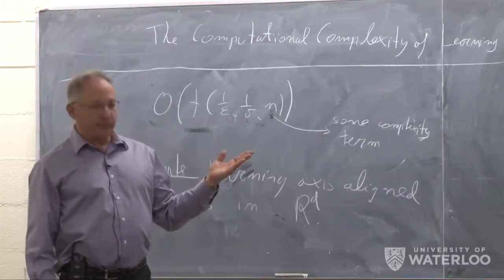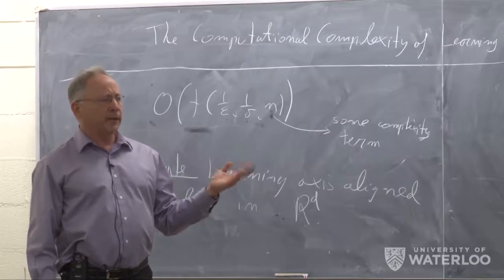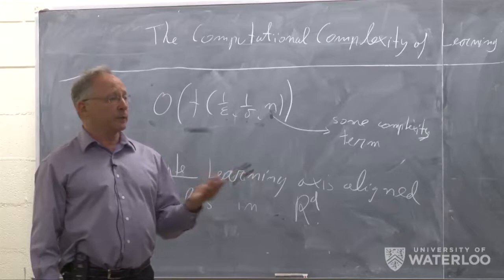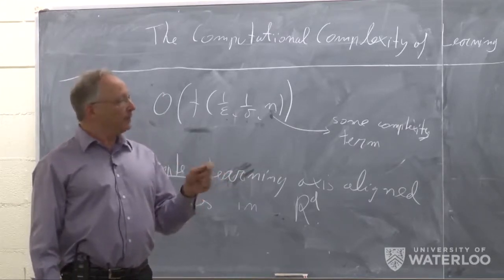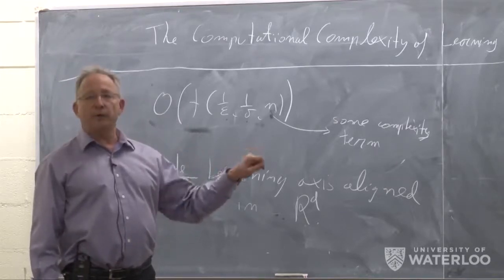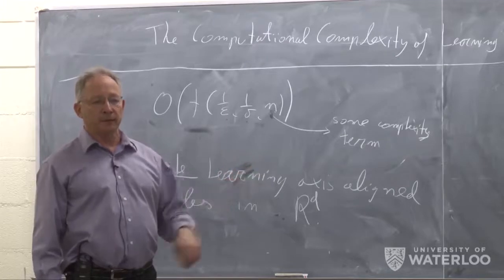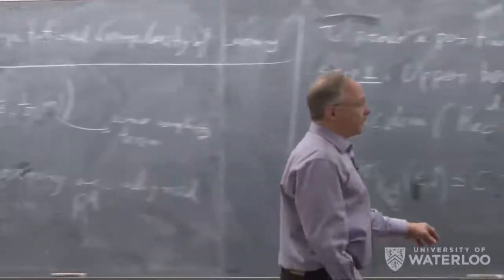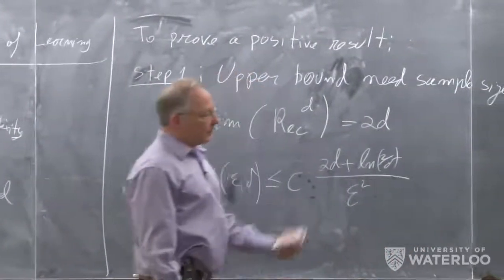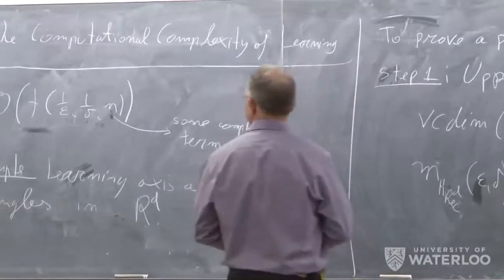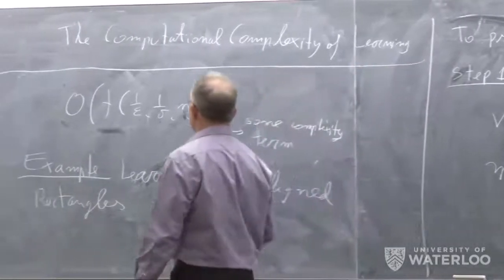Notice that this ERM was not completely trivial, because initially ERM is to go over all h's in your class and estimate the error of each of them, and we had infinitely many h's. So we needed some kind of an insight here to say it's enough to go over only rectangles that are determined by at most 2D points. Okay, so this is our first example. Now I want to give some other examples to show you that things can behave a little bit differently.